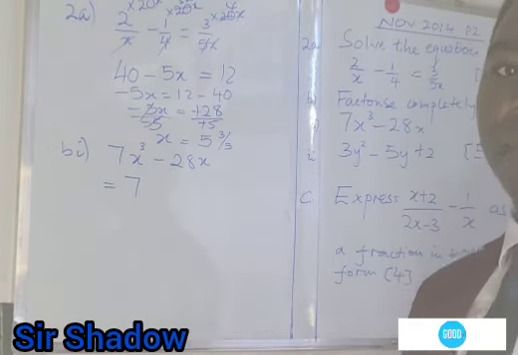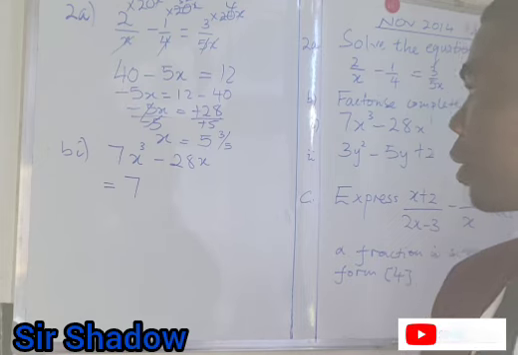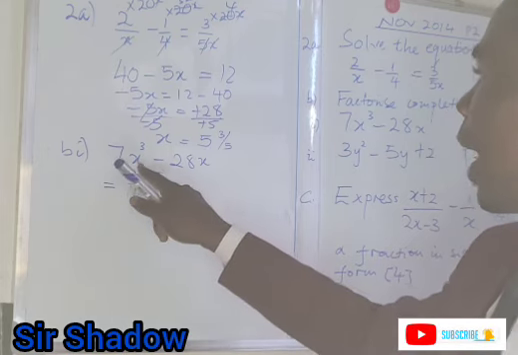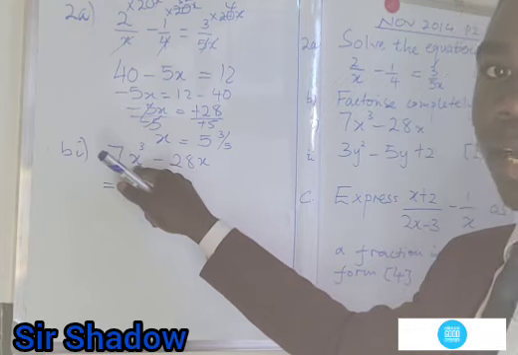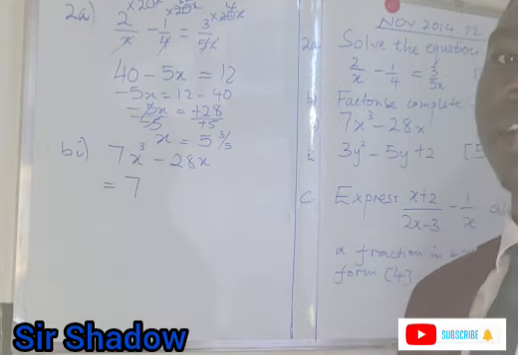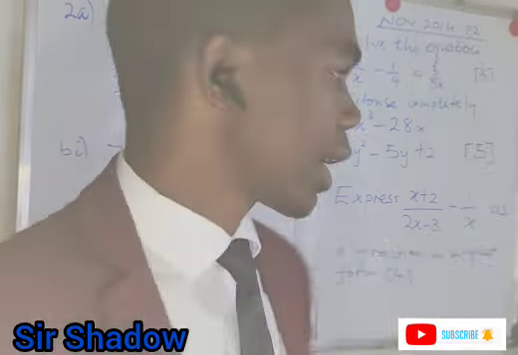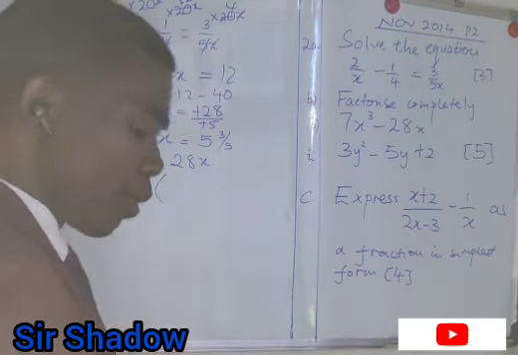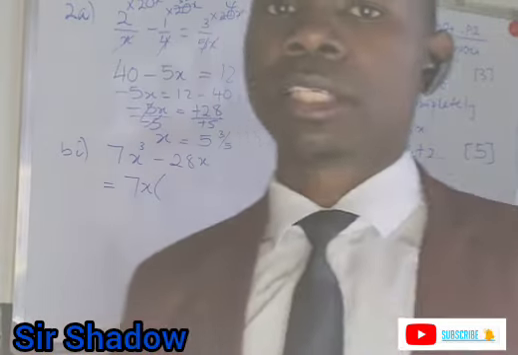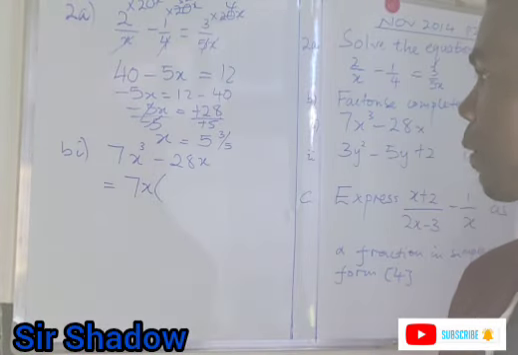Then let's now find, as you see, x is common here, which means x can enter into the first algebra and also the second algebra, which means we have to factor out x again. So now we have factored out 7x.